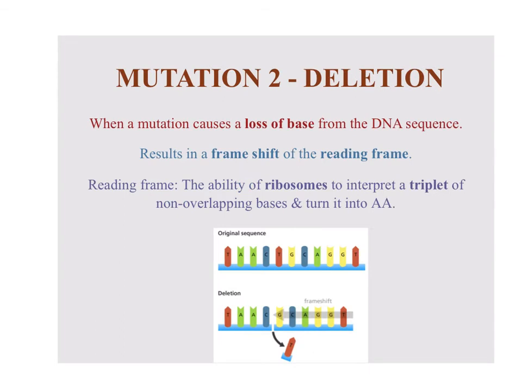Now, as I said, these are very commonsensical. Hopefully you've got some common sense. The second type of mutation is a deletion, and this is when a mutation causes a loss of one or more bases from the DNA sequence. And this gives us a change in the reading frame, or a frame shift mutation. Now if you don't know what a reading frame is, it's the ability of ribosomes to interpret a triplet, so a codon, of non-overlapping bases and turn it into an amino acid. That's a fancy way of saying that it's ribosomes reading threes.